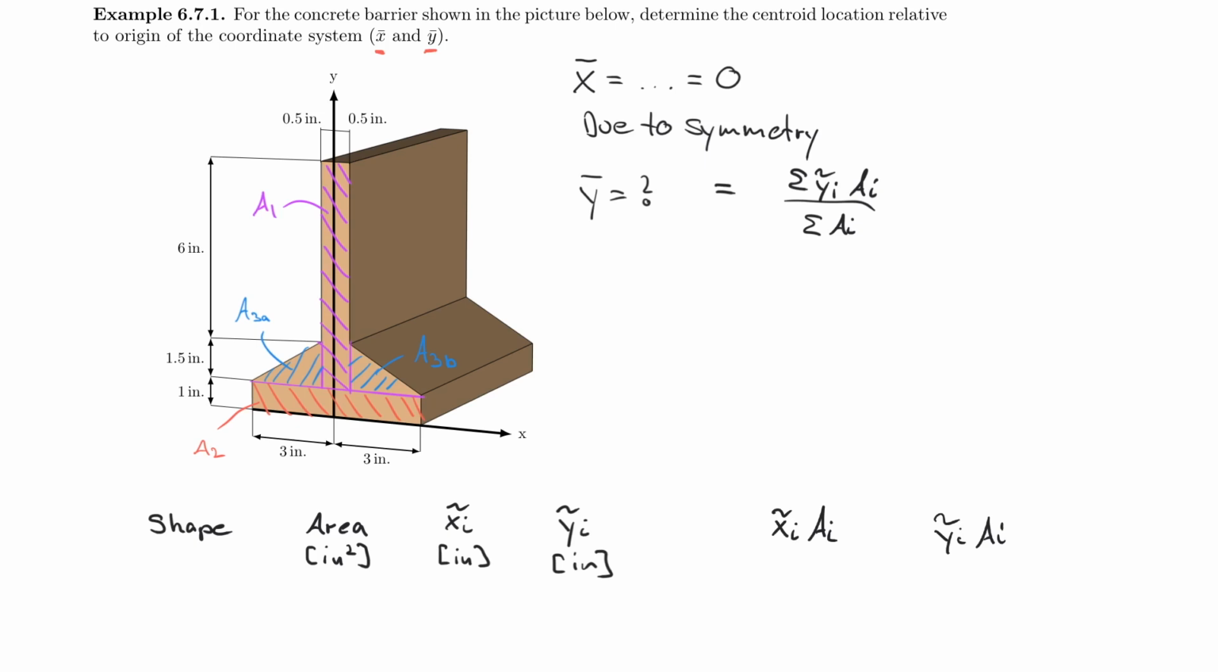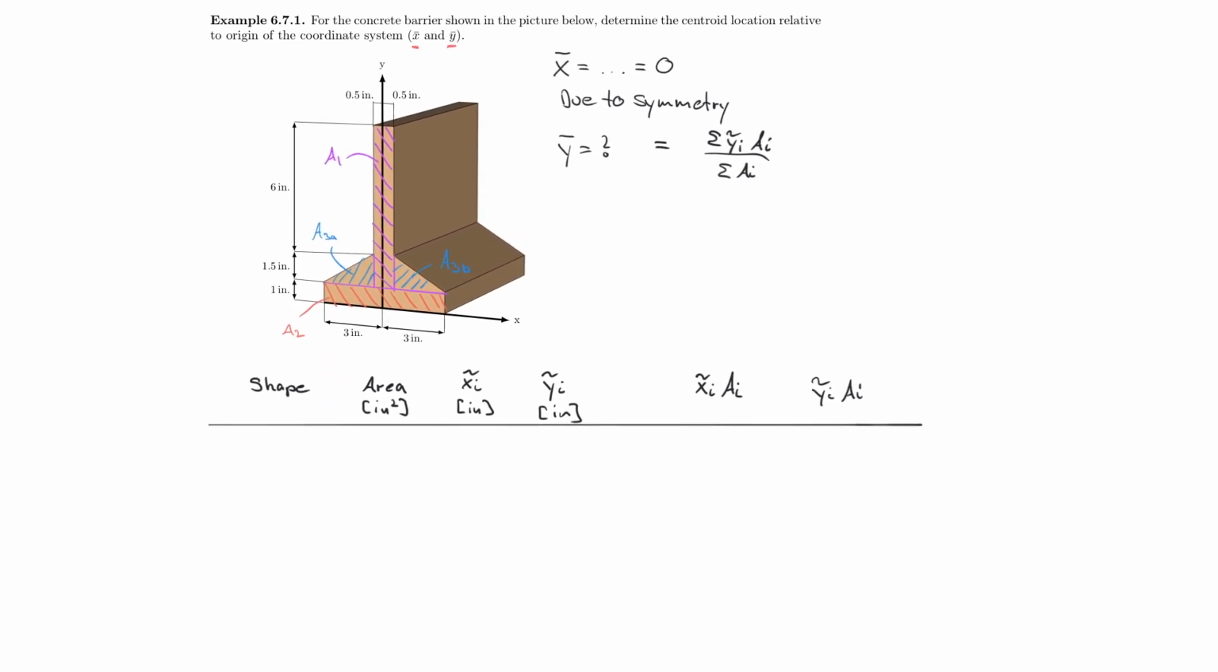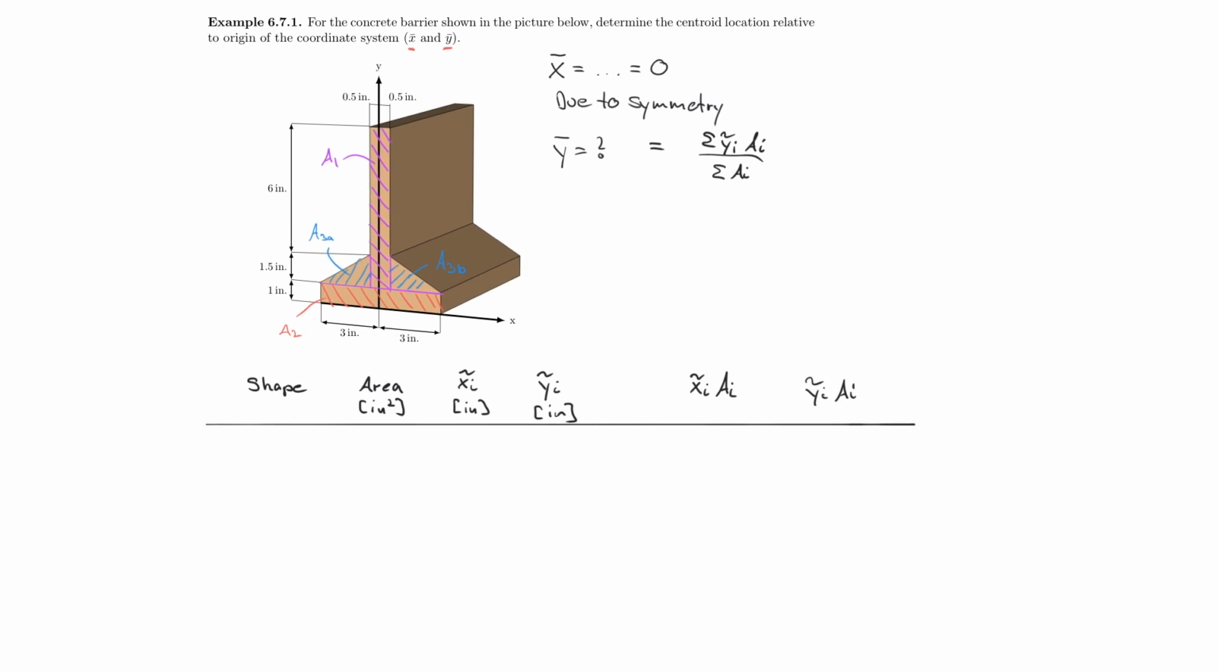However, let's turn this into a table now. So I have my rows like that. And now I have to populate the table with 4 shapes, right? Remember, I have A1, I have A2, and I have A3A and A3B. And I will now consecutively go through those and explain to you where which value comes from.